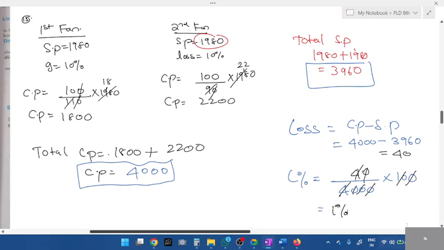Can I check the answer? Those who have textbook, 15th question. Check the 15th.